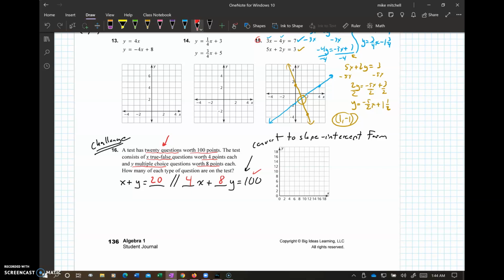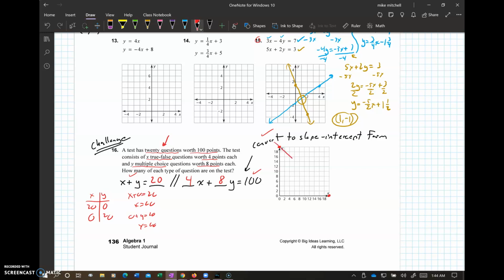Now you have to graph them. Okay? I mentioned you can convert this to slope-intercept form. You can use your X and Y intercepts here too. That works really nicely with this. If Y is 0, X plus 0 equals 20, X equals 20. Same thing happens for Y. 0 plus Y equals 20, Y equals 20. You can graph that and get that on there.